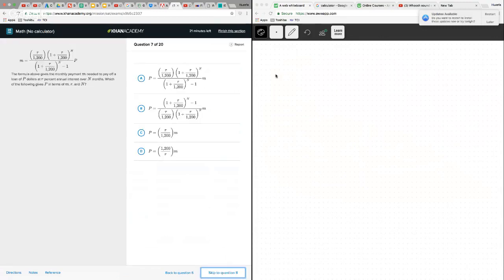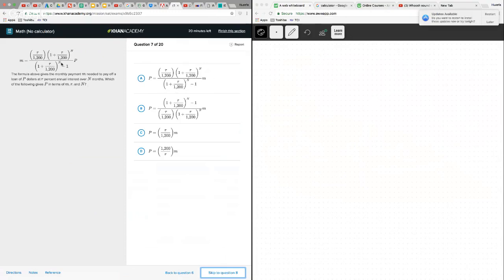All right, now we've got a tough problem. The formula above gives a monthly payment M needed to pay off a loan of P dollars at R percent annual interest over N months. Which of the following gives P in terms of M, R, and N? They just want us to isolate P. That's all that's happening. So if we want to isolate P, we have to go very carefully.